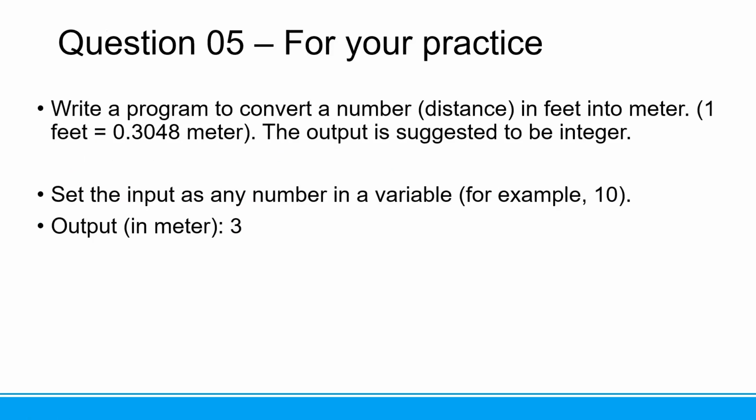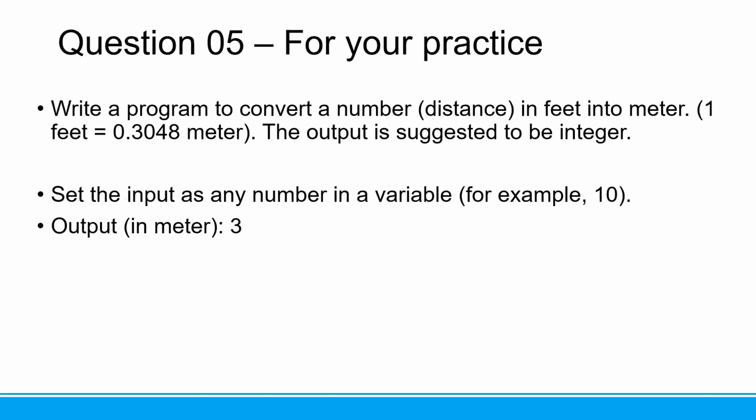Now, practice. Write a program to convert a number, it means the distance, in feet into meter. 1 foot equals 0.3048 meter. The output is suggested to be integer. Okay, so set the input as any number in a variable, for example 10. And then the output will be 3.